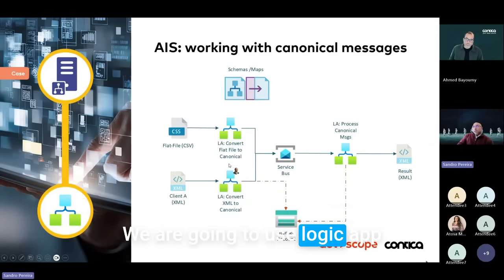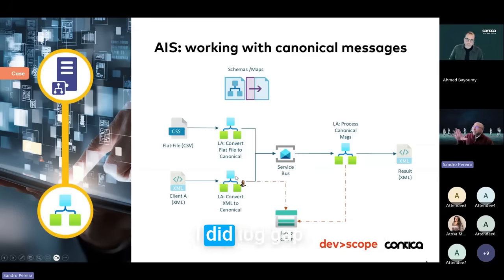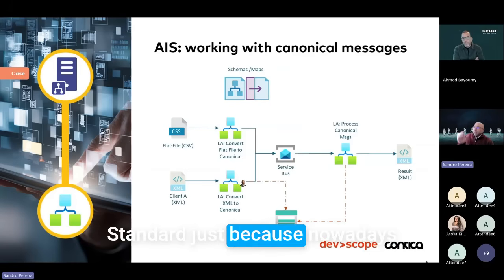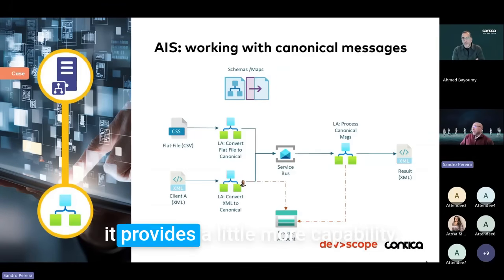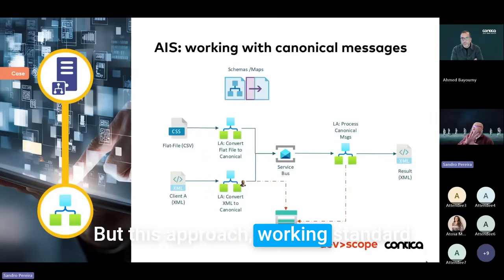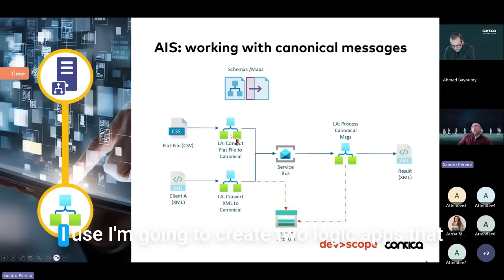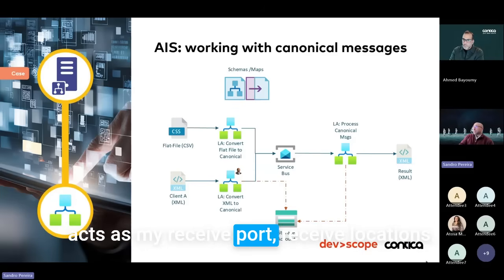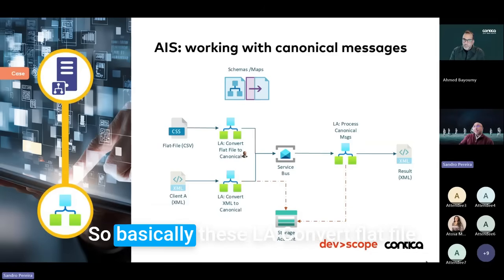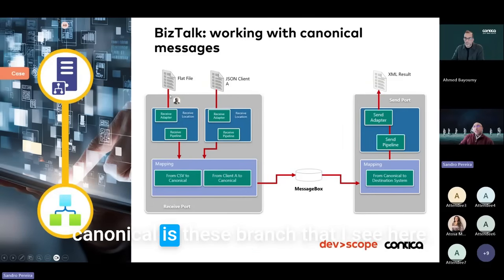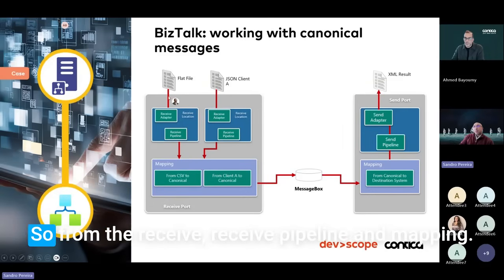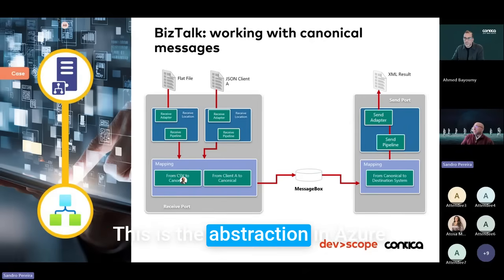We are going to use Logic Apps, of course, to receive these files. I used Logic App Standard just because nowadays many people use Standard and it provides a little more capability, but this approach works in Standard or in Consumption, it is the same, okay? So what I did was I'm going to create two logic apps that act as my receive locations, okay? So basically this LA convert flat file canonical is this branch that I see here. From the receive pipeline and mapping, this is the abstraction in Azure.